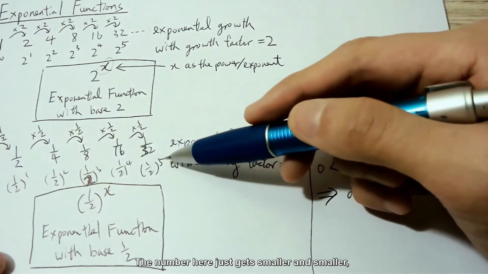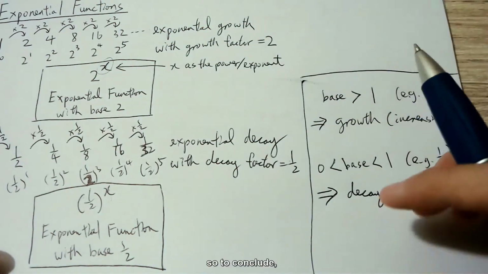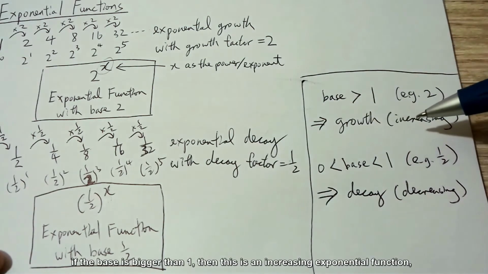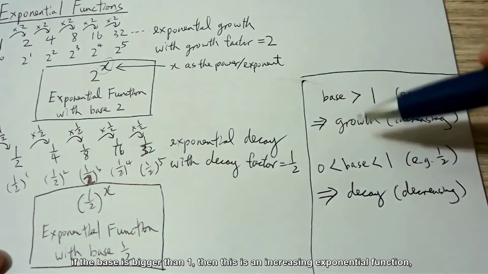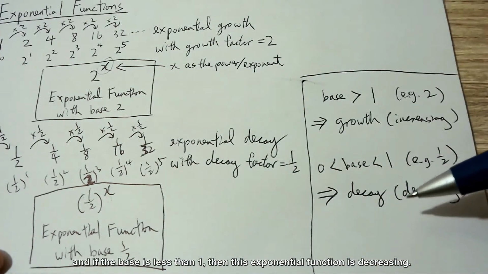The number here just gets smaller and smaller. So to conclude, if the base is bigger than 1, then this is an increasing exponential function. And if the base is less than 1, then this exponential function is decreasing.